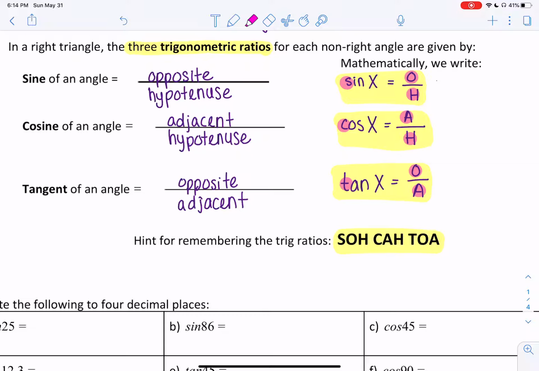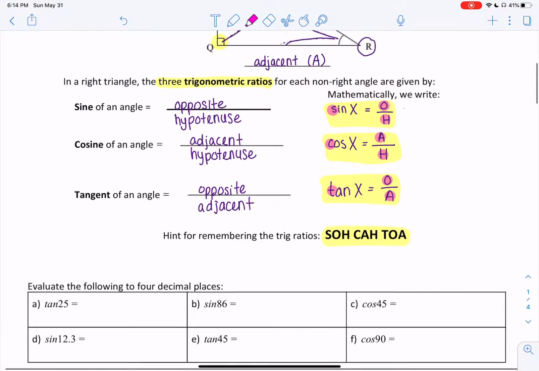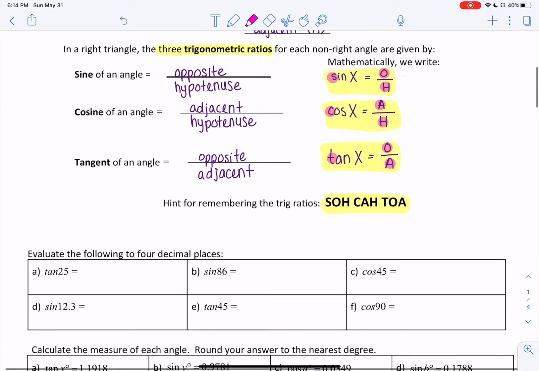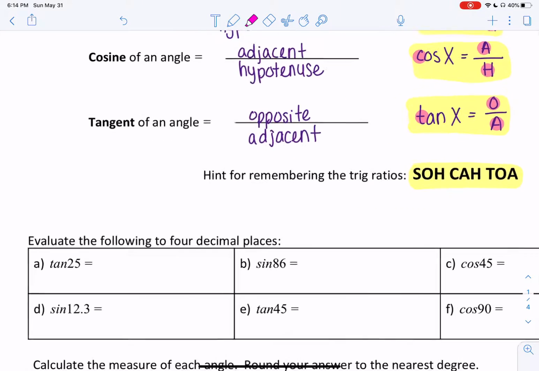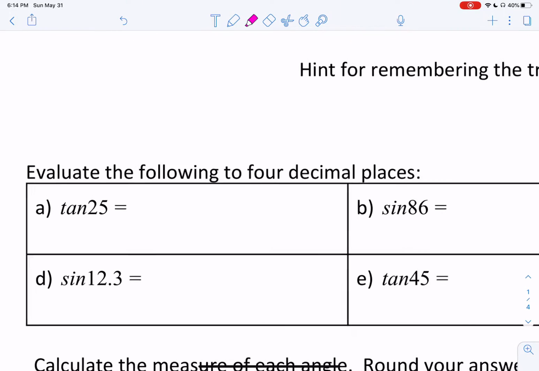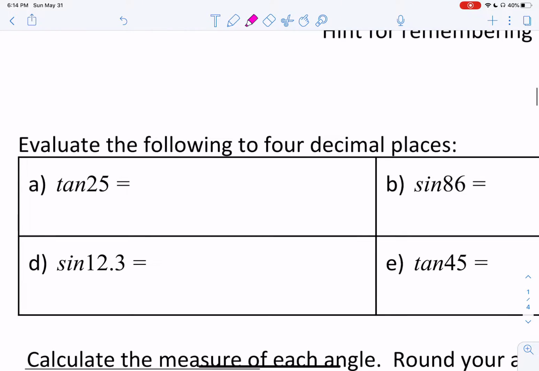Before we dive into actually using these, we're going to quickly do a few practice exercises with sine, cos, and tan. We're going to start by evaluating these to 4 decimal places. When we type in tan, sine, or cos of an angle, we're going to get these little decimal numbers. And when we have all of these decimals, to avoid rounding error, we need to keep a lot of decimals.